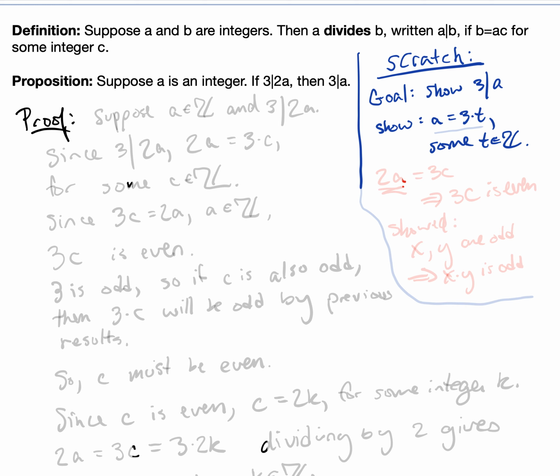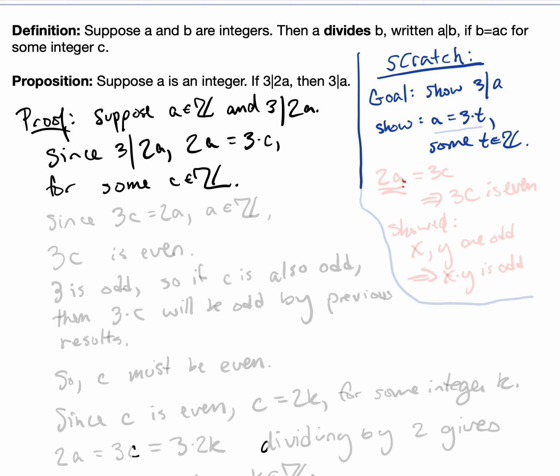Okay, let's start our proof. So in our proof, we're going to assume the hypothesis. Suppose that a is an integer and 3 divides 2a. Now let's expand what it means for 3 to divide 2a. So since 3 divides 2a, that means that 2a is equal to 3 times c for some integer c. So for some c in the integers.